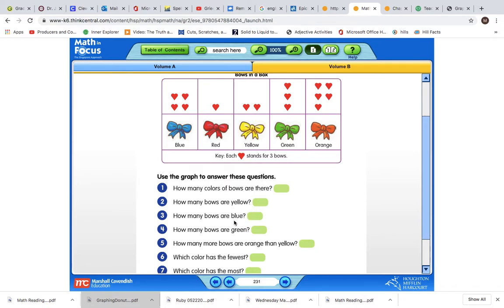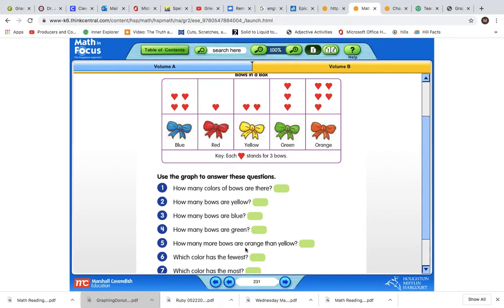How many bows are blue? What do you think? We're counting by threes. So please don't write 4 because that would be wrong. You see 4 symbols, but every symbol equals 3. So the answer should be 12. How many bows are green? We've got 3. 3 times 3 equals 9.